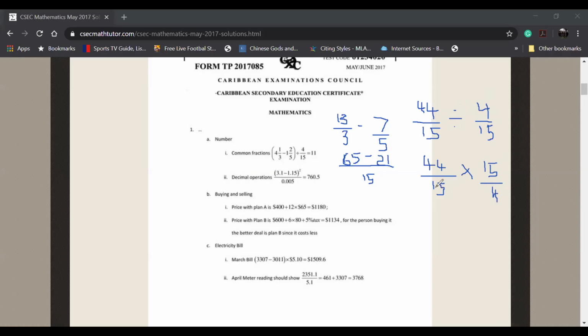So when you cancel these, and then you divide 44 by 4, you should get 11. And that's how they get the answer right there. Right. Everyone clear on that? Yeah. Okay.